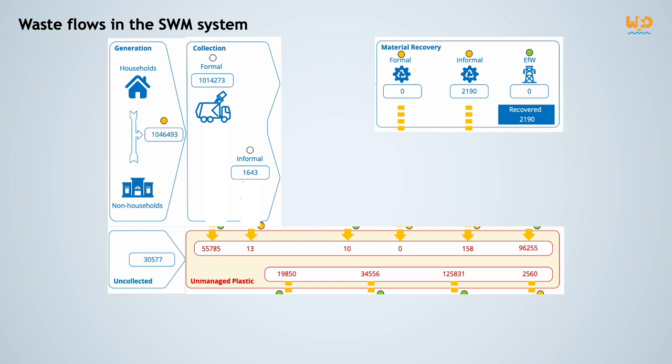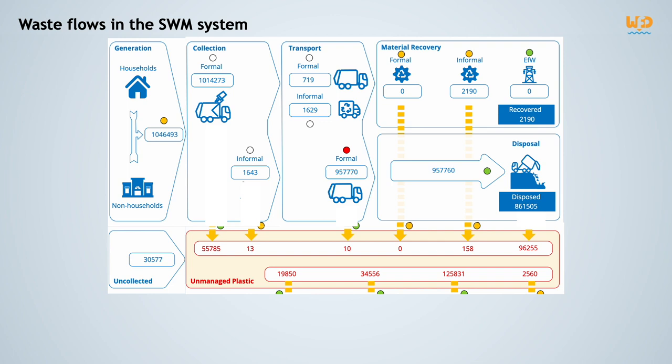Regarding plastics specifically, one part of this waste might leak into the environment during the process and become unmanaged waste. Another part of the collected waste is transported and brought to the disposal site. During transportation, some plastics might leak into the environment. At the collection points, there is also risks of plastics leaking into the environment. Finally, the disposal site is the last stage of the system where plastics can leak into the environment. Each of the leakage flows from the solid waste management system ends up in the category as unmanaged waste.